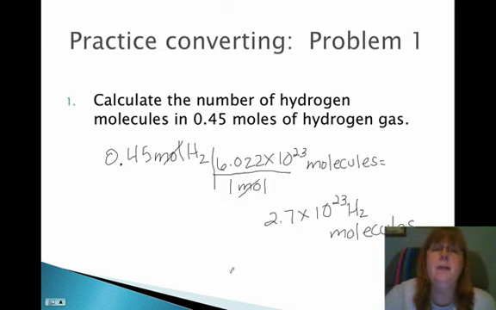Now notice what happened. We started with moles and we multiplied by Avogadro's number to give us molecules.